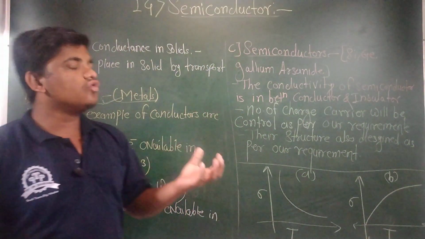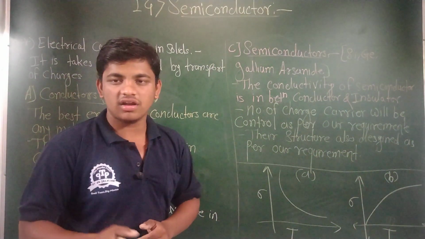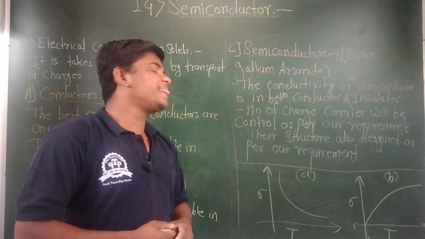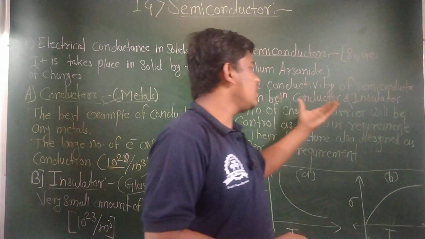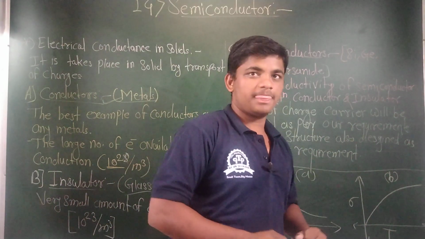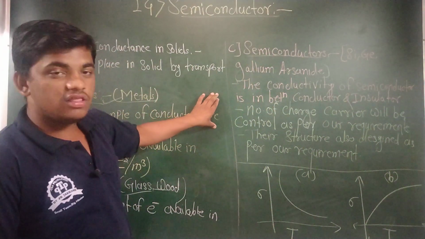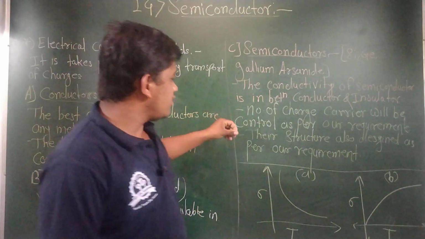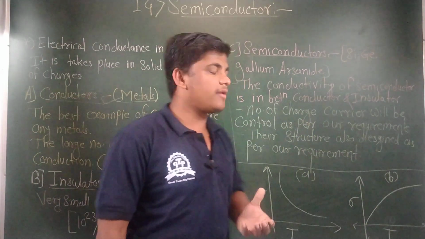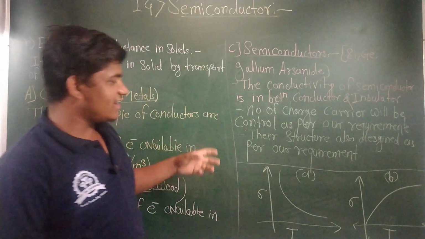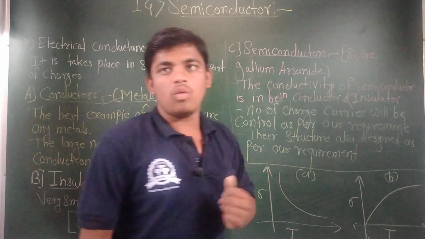These are the most useful and most common examples of semiconductors. The conductivity of a semiconductor is in between that of a conductor and an insulator. And why are we using semiconductors in a lot of devices? Because the number of charge carriers can be controlled as per our requirement. This is one reason. And the second reason is that their structures can also be designed as per our requirement.